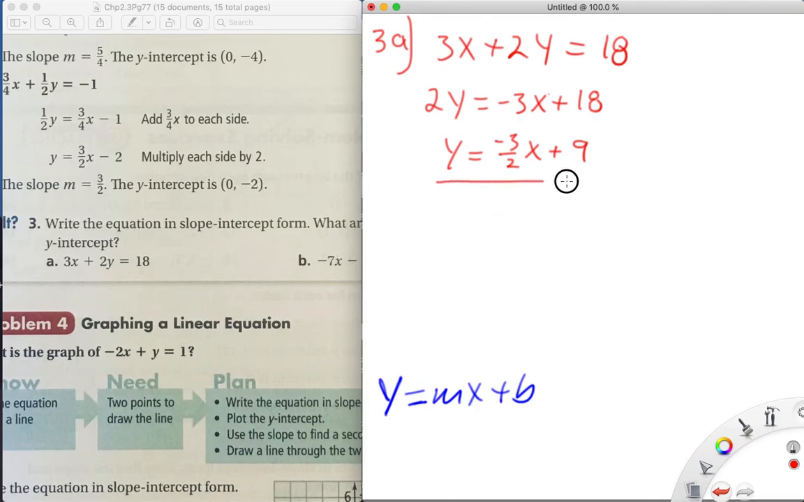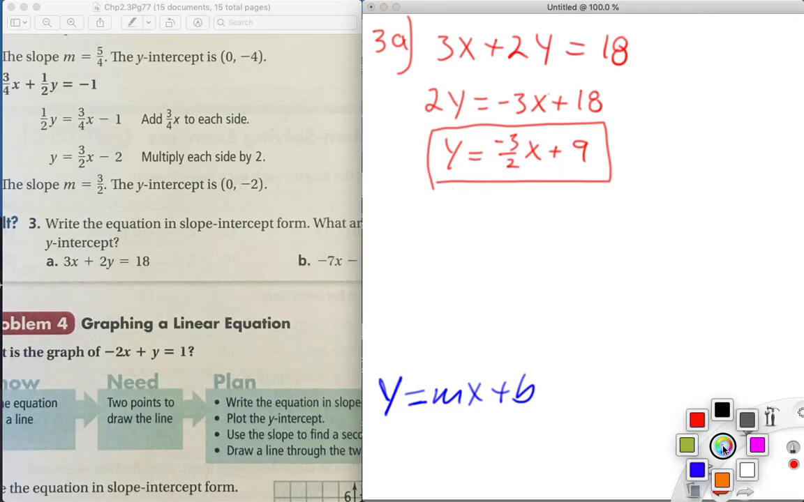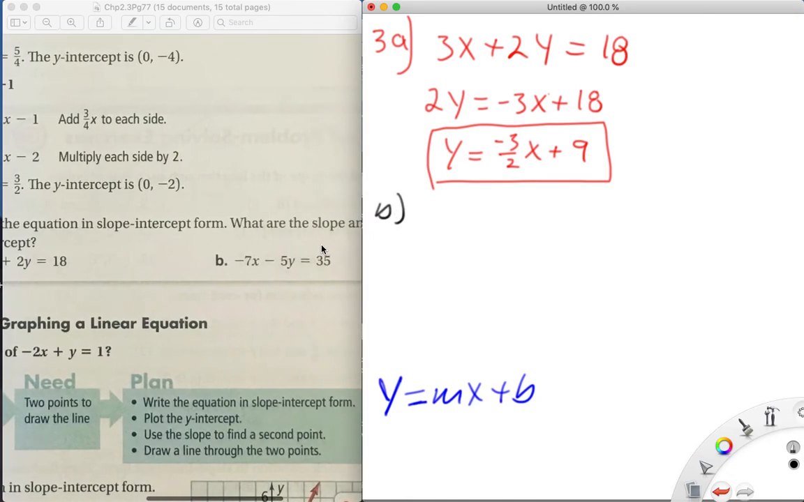This is my line in slope-intercept form. So that would be it. 3b, they give me negative 7x minus 5y equals 35.